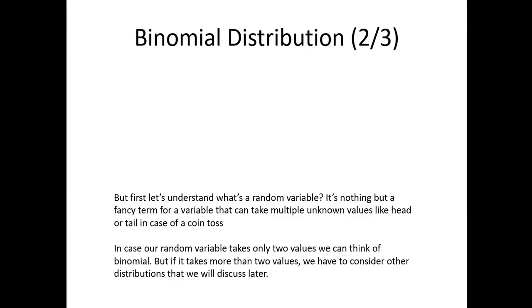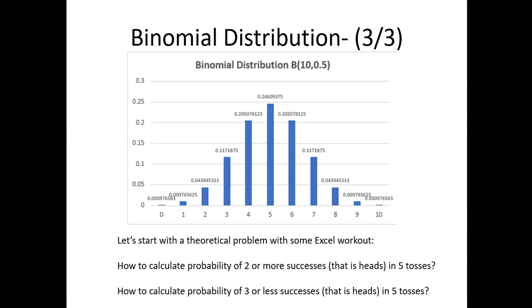So we can say that the effect of the medicine is a random variable, and it can be either cure or not cure. So anything that is uncertain, where there can be multiple values associated to that variable, and we don't know what value it can take under different circumstances, we call it a random variable. And if our random variable has only two values, we think of binomial distribution. But if it can take more than two values, then we have to consider other distributions that we will discuss later.